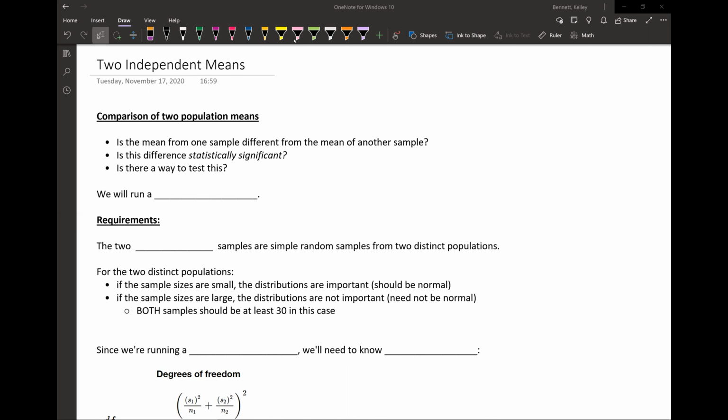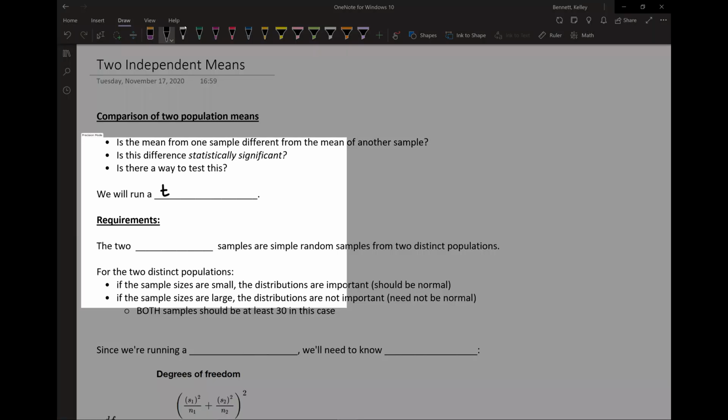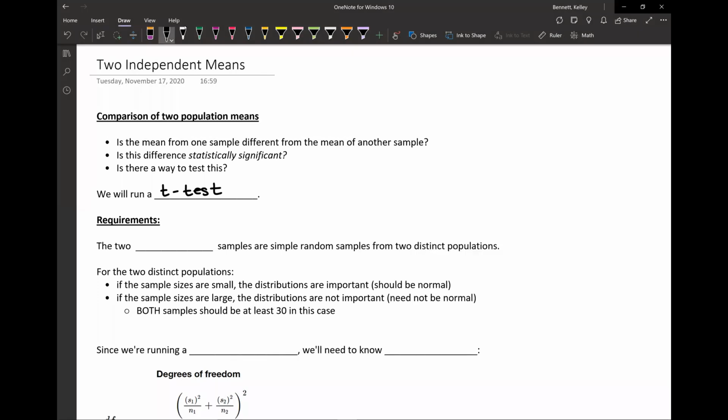So for this particular test, we are going to run a t-test. The reason for that is because it is very uncommon to actually know the population standard deviations for both populations. The reality is that when you're out there in the world doing statistics, you're not going to have that information. So we're going to assume that the standard deviation for both populations is unknown, and we're going to use the student's t-distribution.